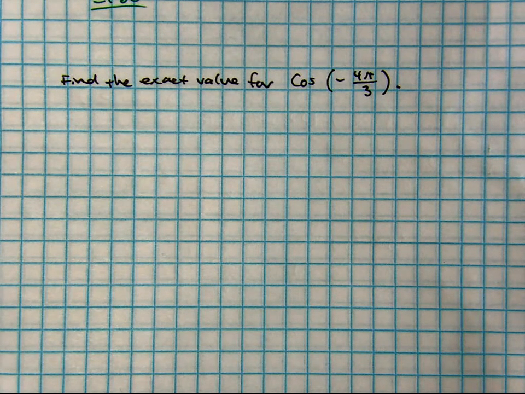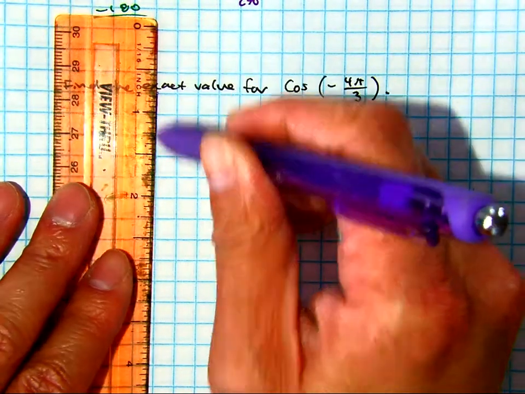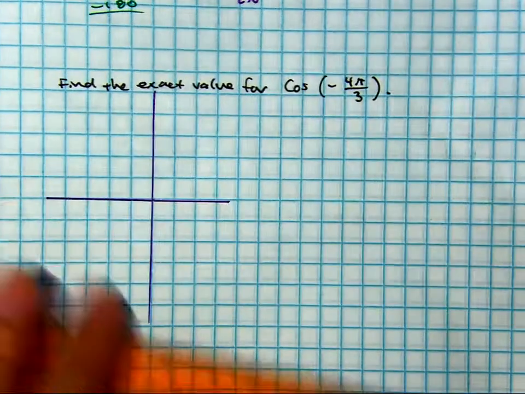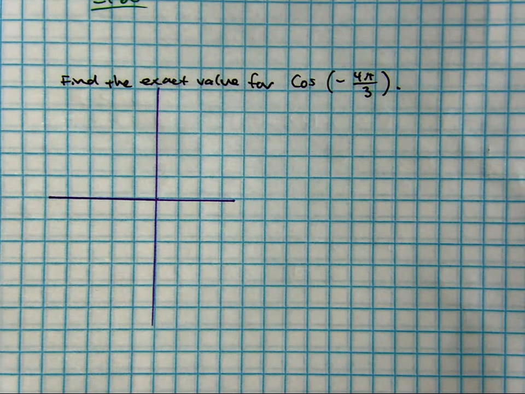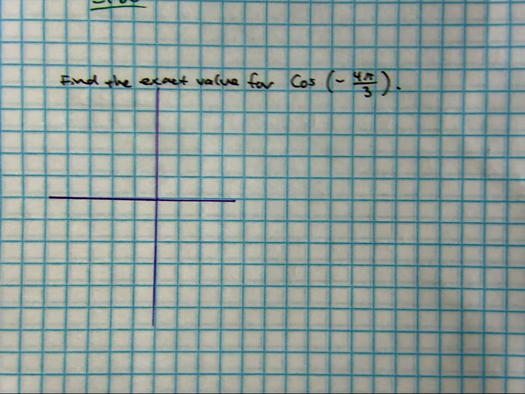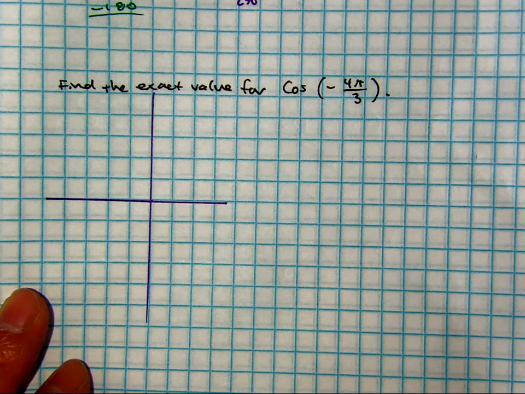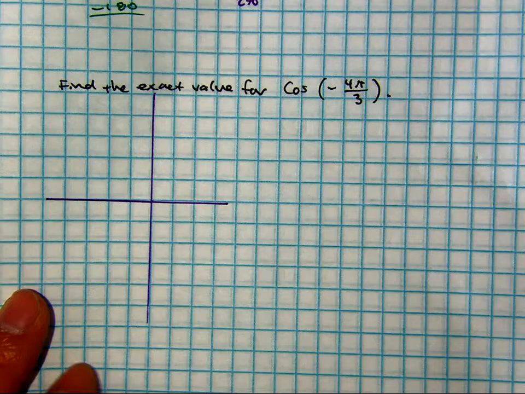Is negative 4 pi over 3 in one full rotation? No, it's not. How do I get it between basically one full rotation? Before, if it was degrees, you can add or subtract 360. Here you want to subtract 2 pi. We're going to add 2 pi.